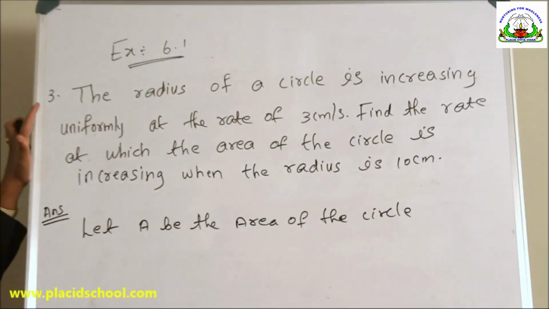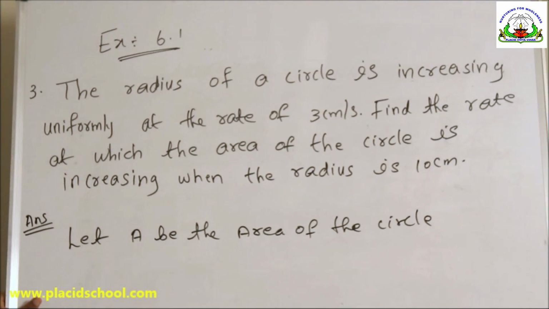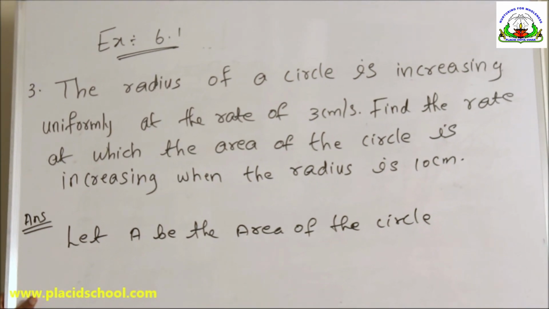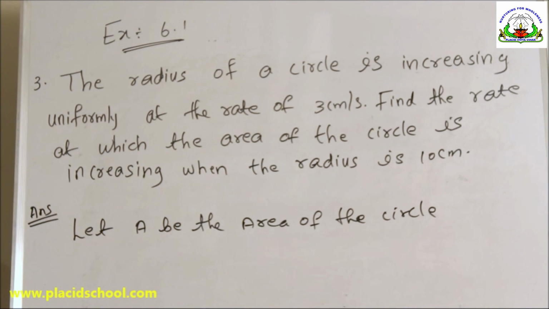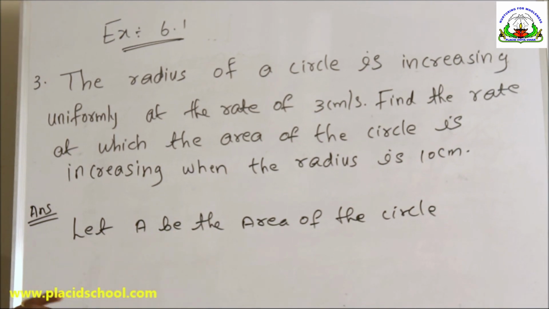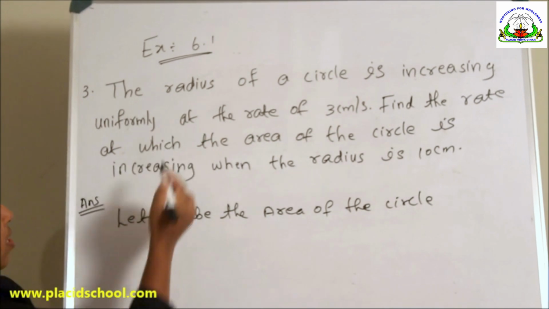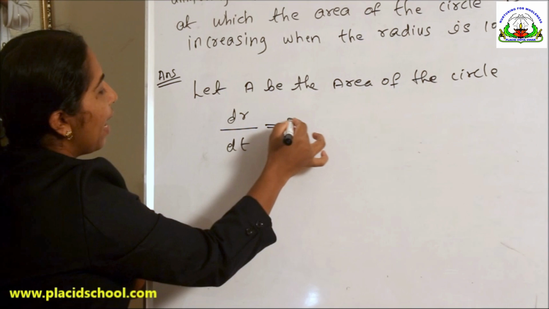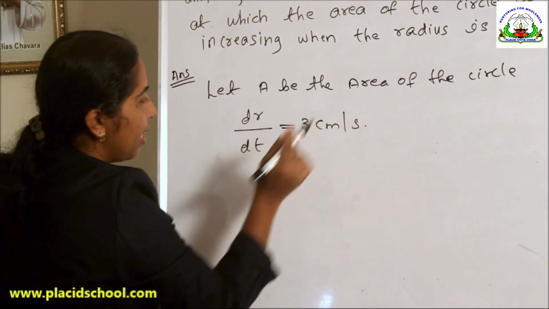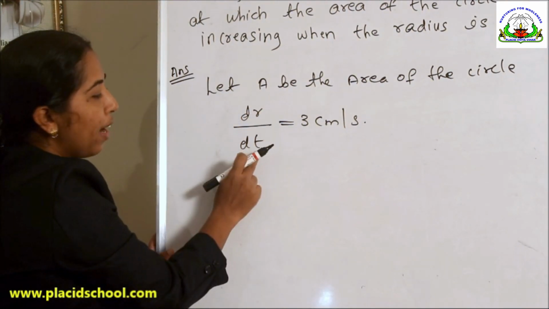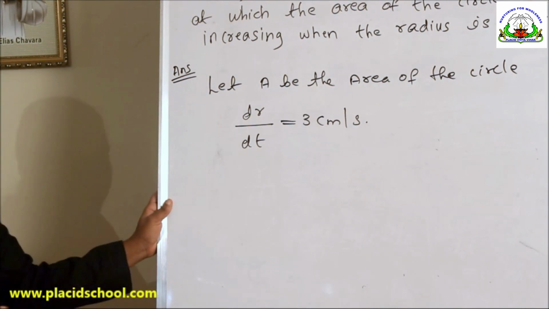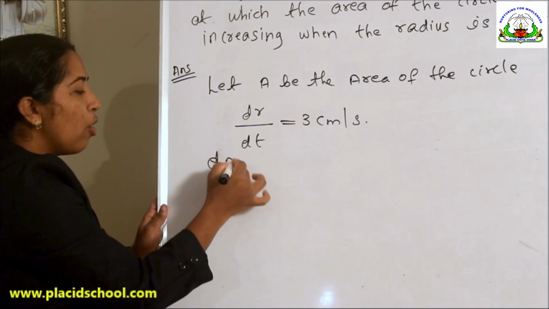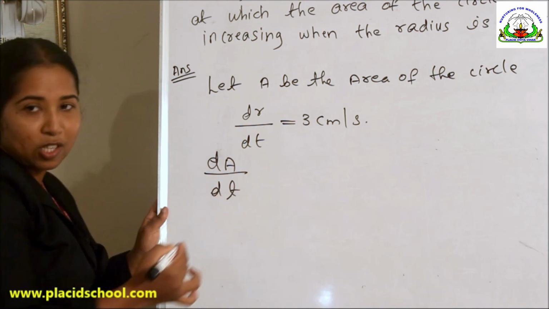Question number 3. The radius of a circle is increasing uniformly at the rate of 3 centimeter per second. Find the rate at which the area of the circle is increasing when radius is 10 centimeter. So, let A be the area of the circle. In the given question, it is given that radius is increasing uniformly at the rate of 3 centimeter per second. That means rate of change of radius with respect to time is 3 centimeter per second. We are to find rate of change of area with respect to time.